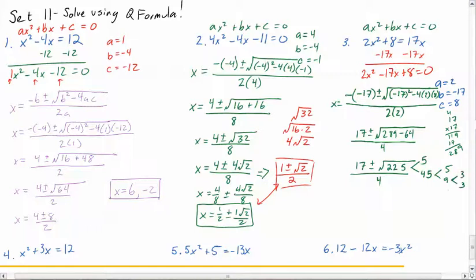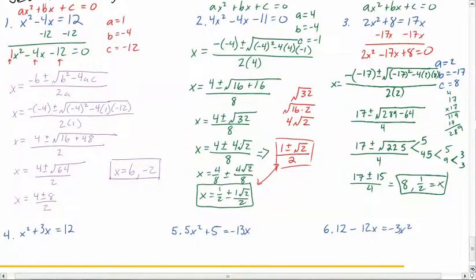And we find out that the square root of 225 is actually 15. So x equals 17 plus or minus 15 over 4. Then we do 17 plus 15, which is 32, divided by 4, which is 8. And we do 17 minus 15, which is 2, divided by 4, which is 1/2. And so those are the values for x.